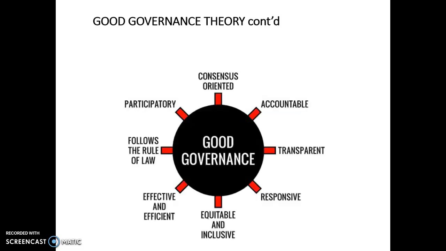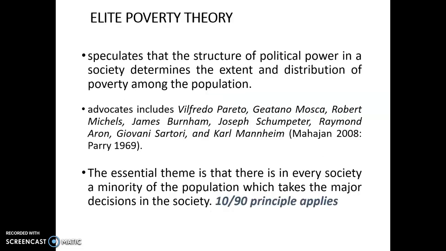As you know, good governance theory is based on being consensus-oriented, accountable, transparent, responsive, equitable and inclusive, effective and efficient, following the rule of law, and participatory. So these are the 8 important components with which we can bring the best governance system in our region. In order to improve the governance system, we need to know about all these components so that we can deliver the best training to the next generations.